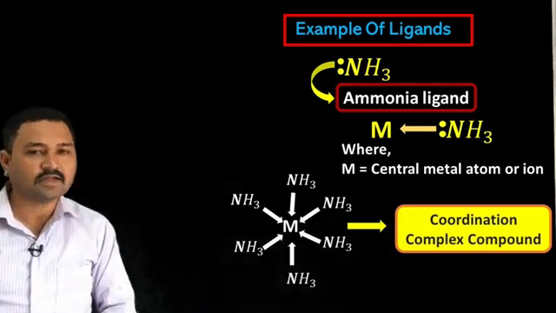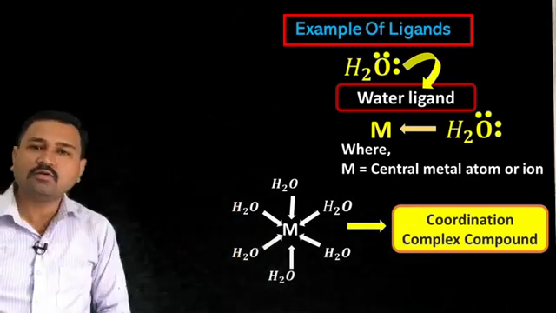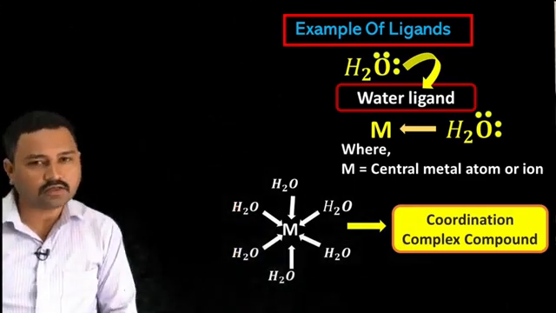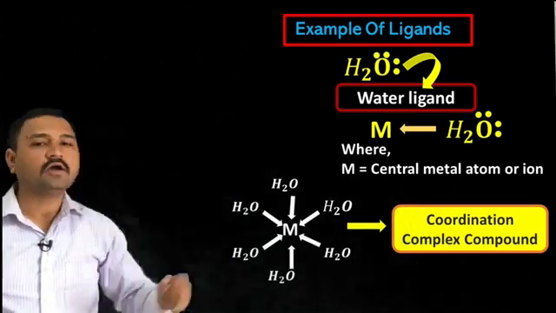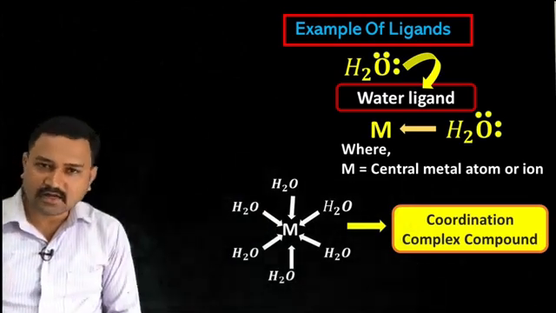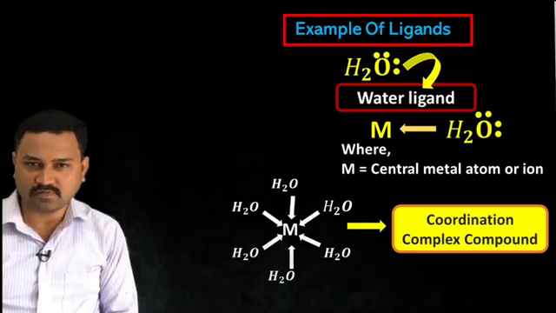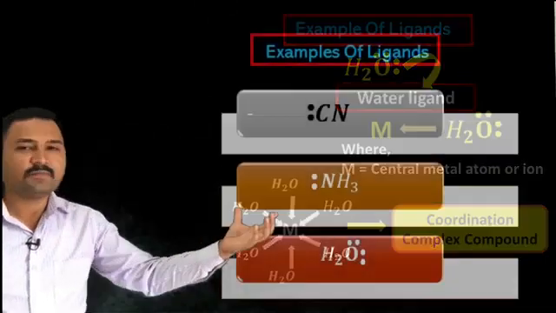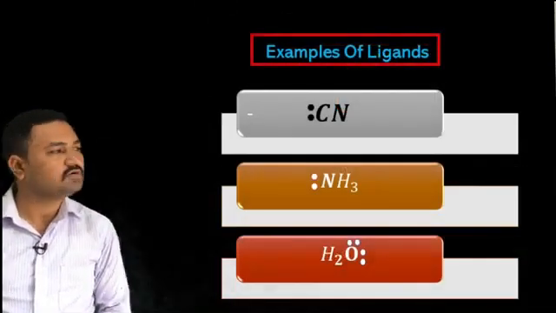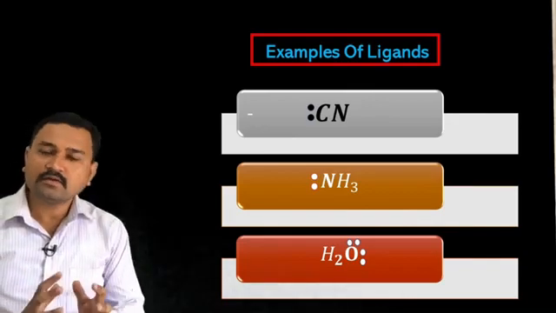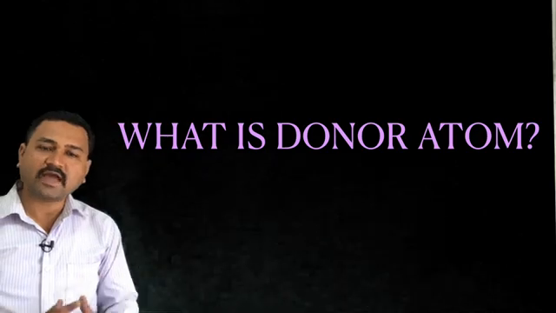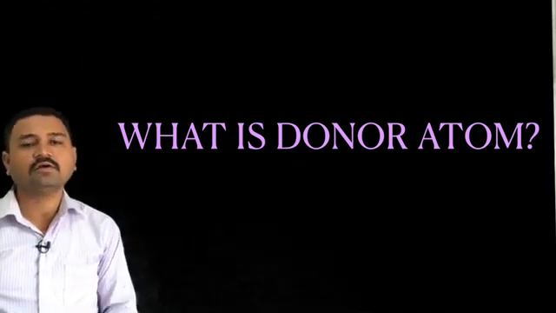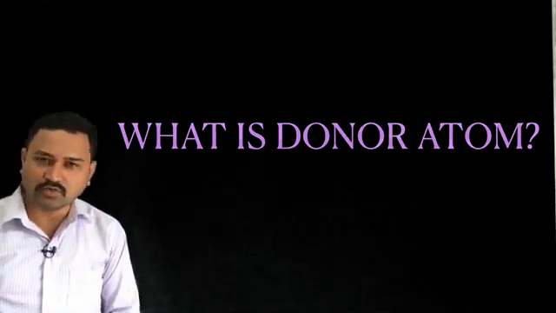Another example that I have taken is the water molecule. Here in the water molecule, the oxygen atom contains a lone pair of electrons. It can donate it to any central metal atom and form coordination complexes. So all these are the basic examples that we must know. Again, we know that in a ligand there is one particular atom which actually donates the lone pair of electrons. That atom is called the donor atom.